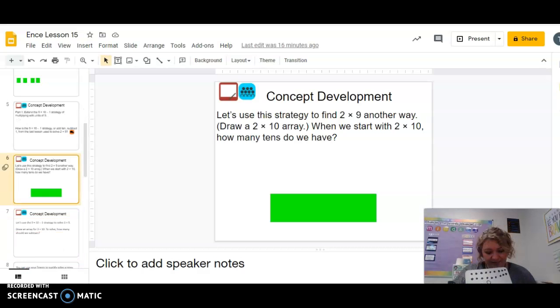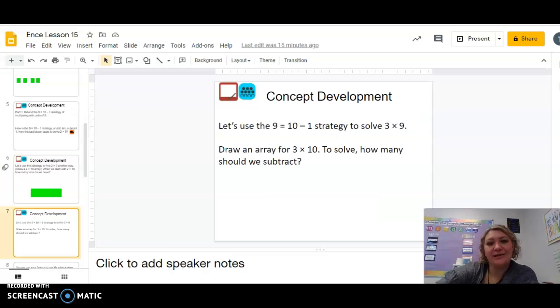Another way to solve 2 times 9 is that you can draw the amount of 10s and then just cross one off or erase it to figure out how many 9s you have left. If that makes sense, I hope it does. Okay, now we are going to solve 3 times 9 by using the last 2 strategies that we just talked about. So we know that 3 times 2 equals 18 because we just solved that.